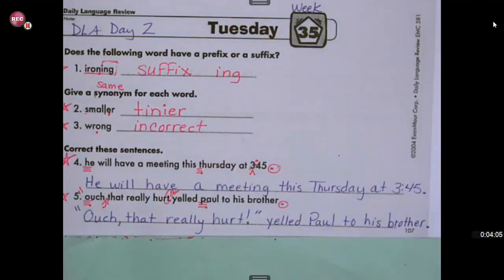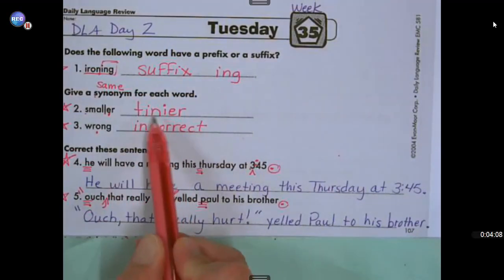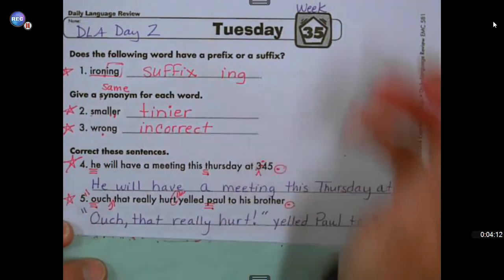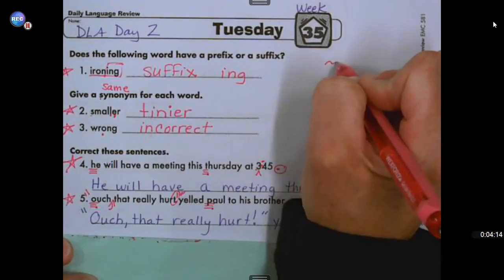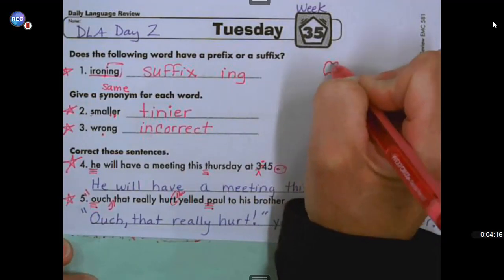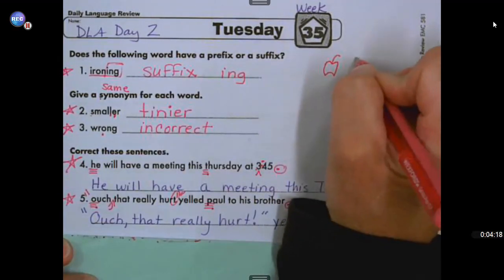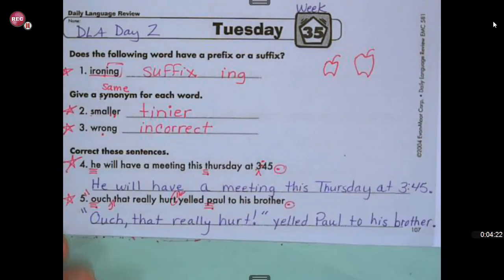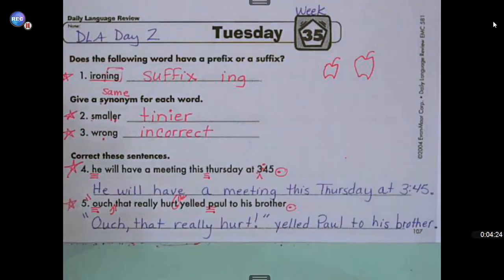All right, boys and girls, so over here I want you to show me 2 things, one thing that is smaller than another. When I was explaining this to the boys and girls here at school, I said this apple is tinier than this apple. So let me see what is tinier than something else on your paper.